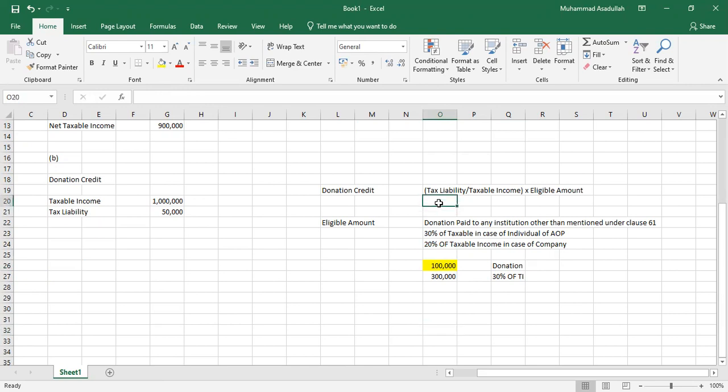Now put the values into the formula. We have 50,000 tax liability divided by taxable income, 1 to 3, and multiply by eligible amount. Yes, so the tax credit is rupees 5,000. So your tax liability here is rupees 50,000. Now you have to deduct the donation credit.